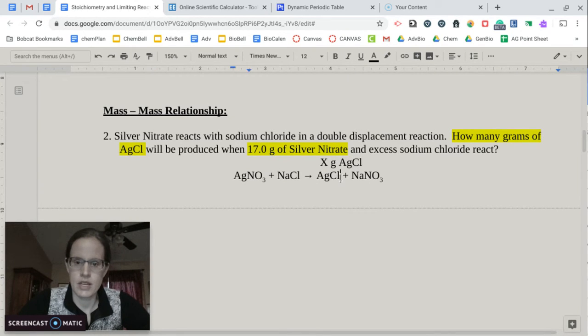This is the one we're trying to find. And they're telling us we have 17 grams of silver nitrate. That's this one. So we're going to start with our 17 grams over 1, and I have to have the AgNO3 on here.